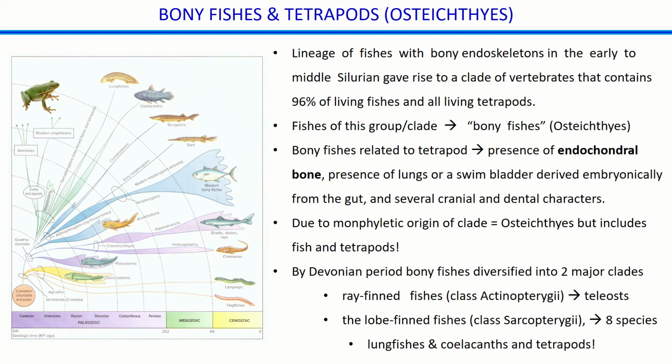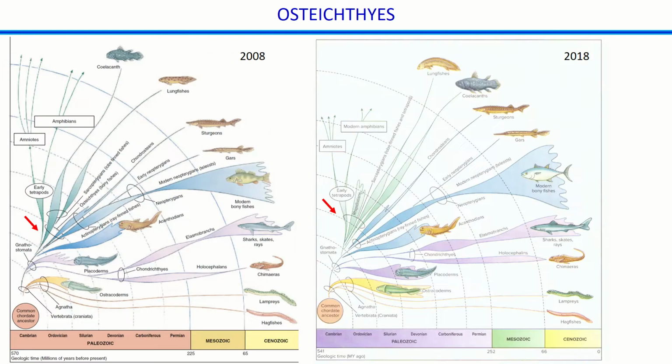Okay, so what do we know? The Osteichthyes are the lineage of fishes with bony endoskeletons. So the skeleton on the inside, not an exoskeleton outside, the endoskeleton inside, is bony. And they proliferated during the Silurian, to the early middle Silurian. Those are the different periods. This Silurian period here is when they really started to diversify.